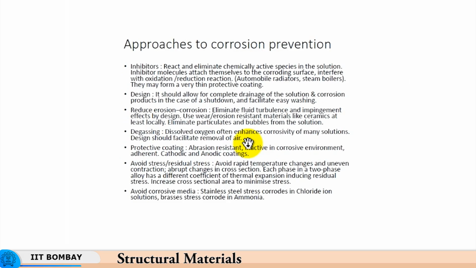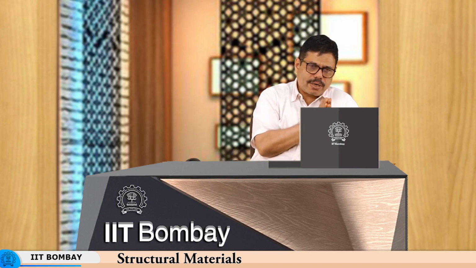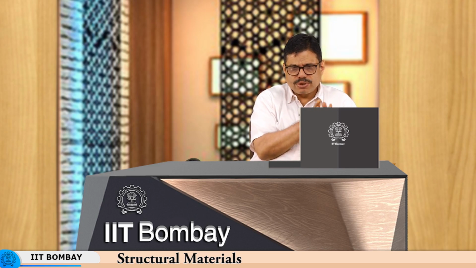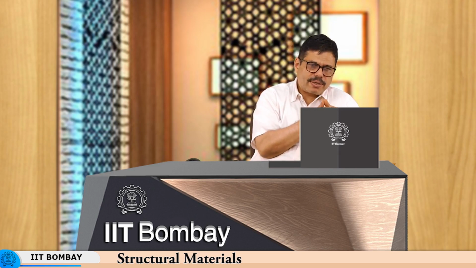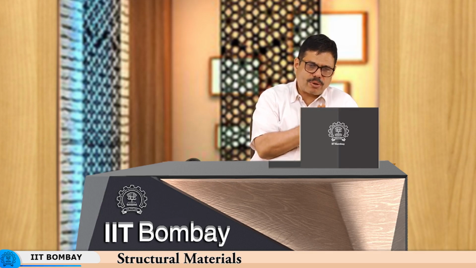So, approaches to corrosion prevention include inhibitors, which react with or eliminate chemically active species in the solution. Inhibitor molecules attach themselves to the corroding surface and interfere with the oxidation or reduction reaction. We have seen that there are reactions at the surface where the anodic material goes into solution, and reactions where electrons are consumed to reduce the hydrogen ions, for instance.